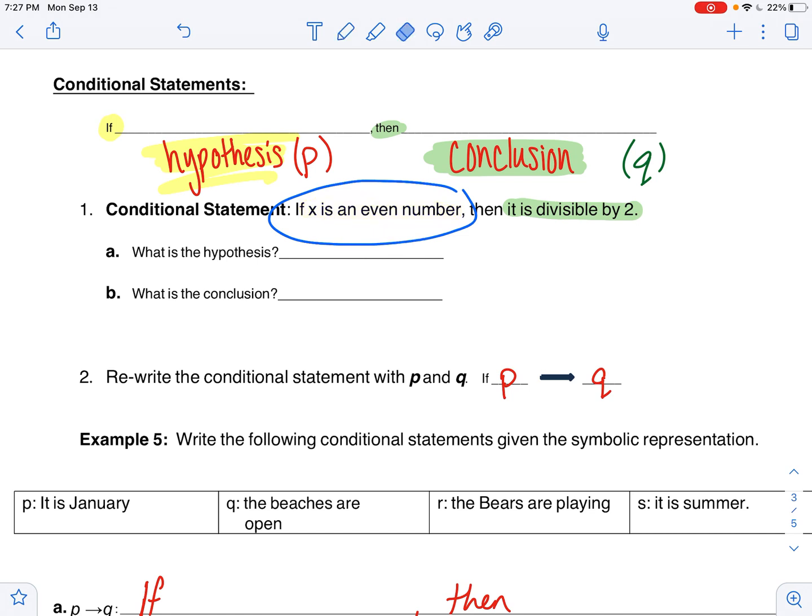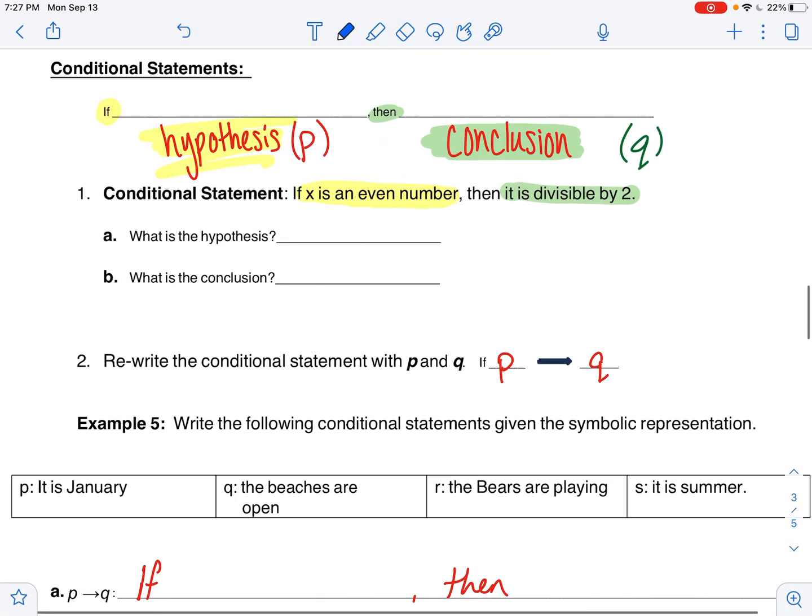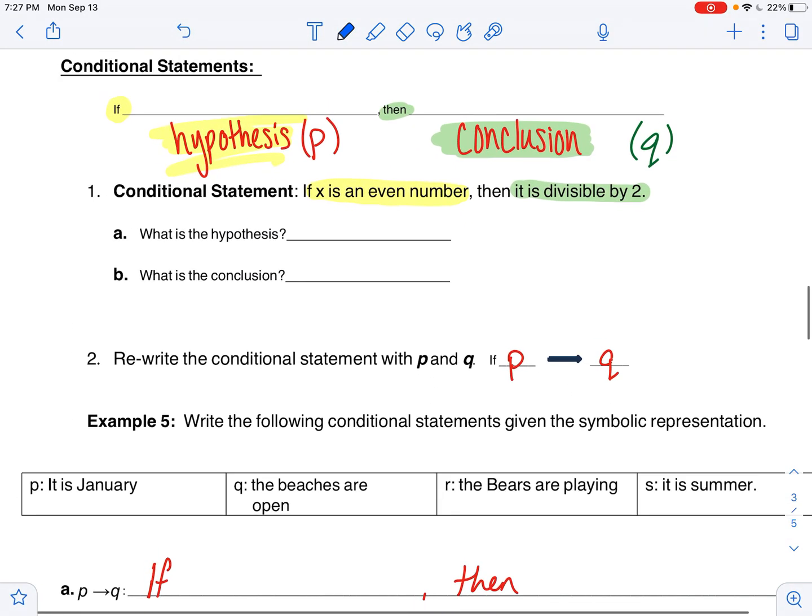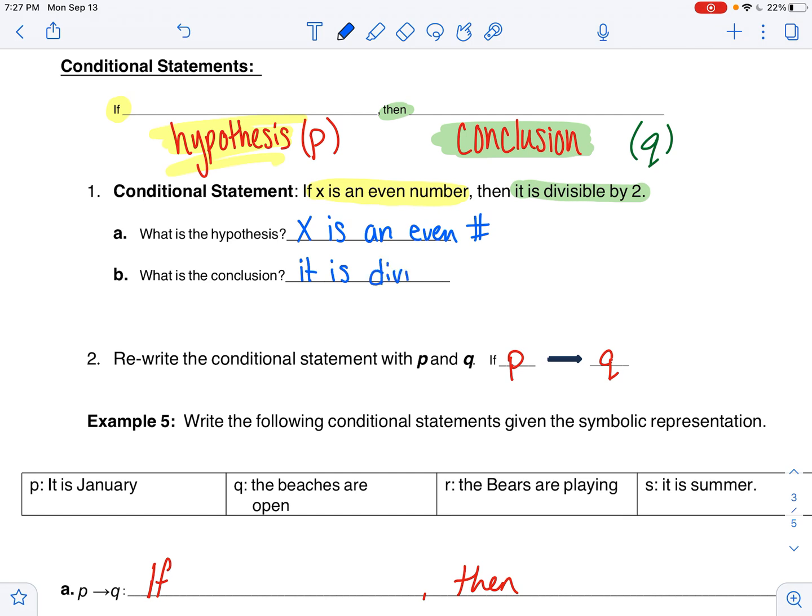My hypothesis is that x is an even number. And my conclusion is that it is divisible by 2, or x is divisible by 2.